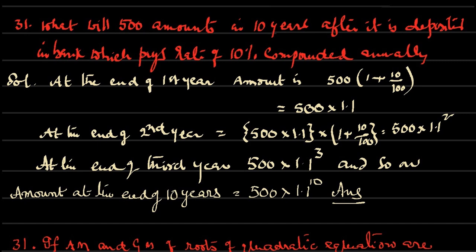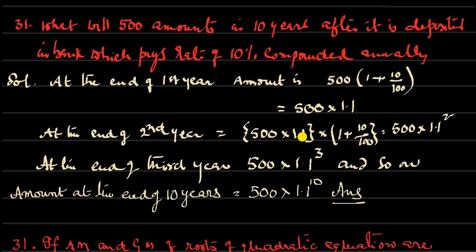What will be the amount in 10 years if 500 is deposited in a bank, which pays a rate of 10% compounded annually? This problem belongs to compound interest. At the end of first year, what would he get? He gets back the 500 he deposited plus interest. So when you take 500 out, you get 500 (1 plus 10 by 100). That's 500 times 1.1.